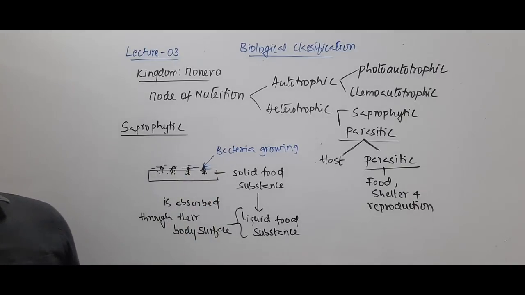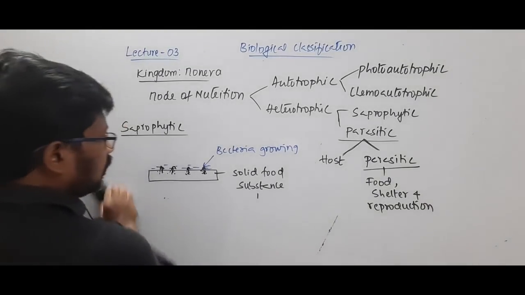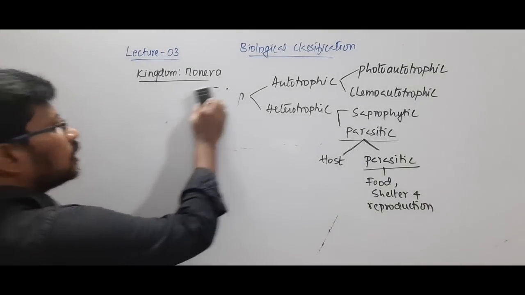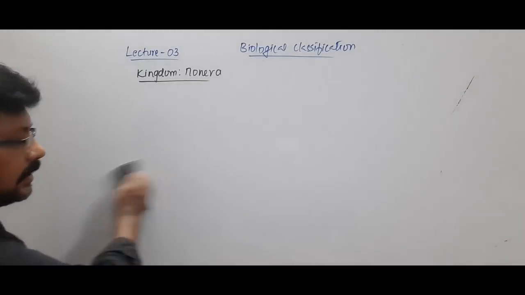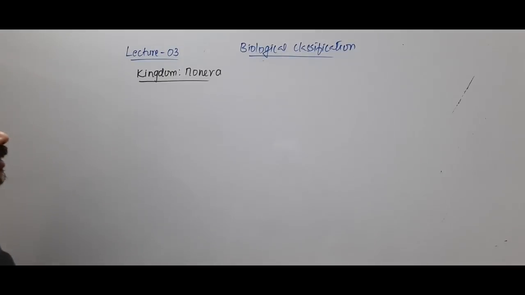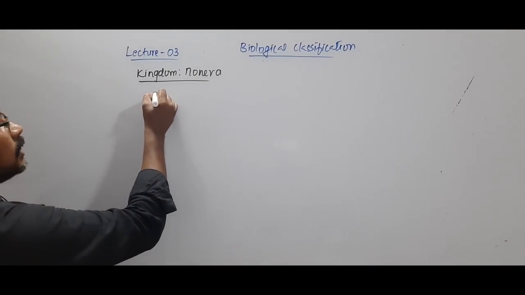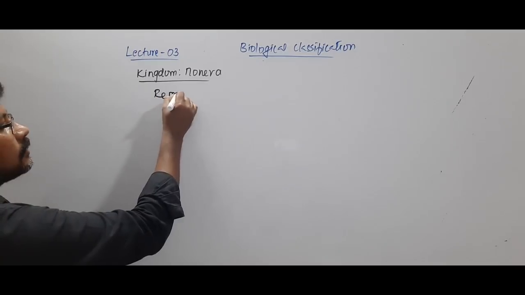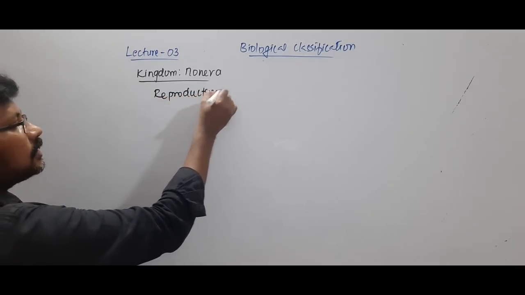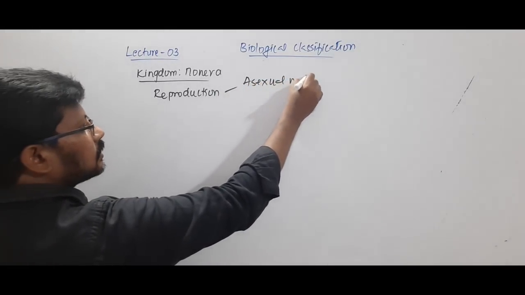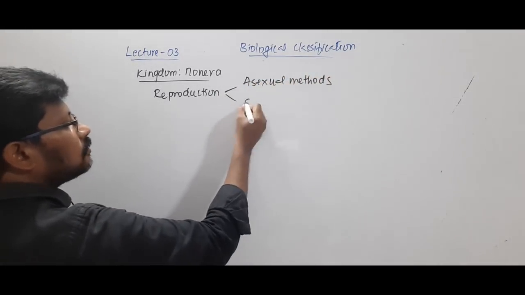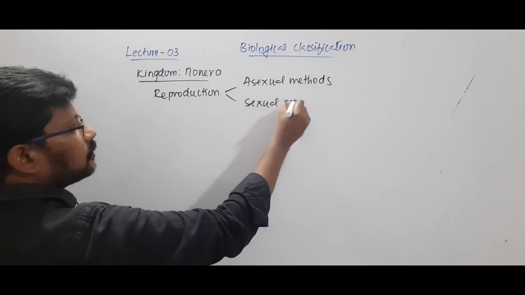Then coming to reproduction, these organisms reproduce by both sexual and asexual modes of reproduction. So the reproduction in these organisms is by asexual methods and also by sexual methods.